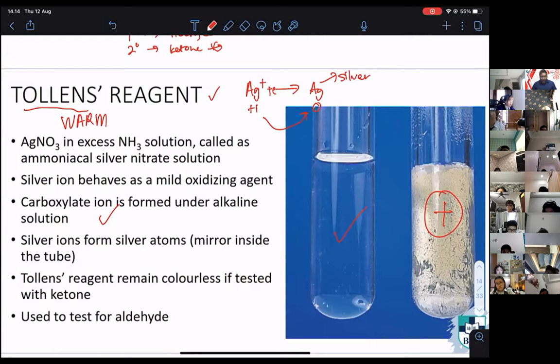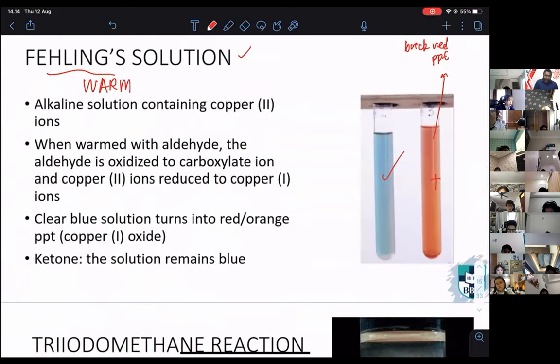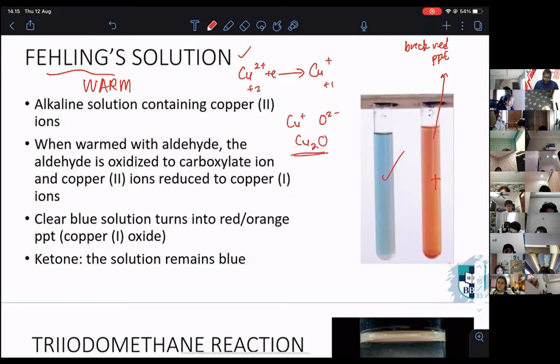And if you look at Fehling, it is copper 2+ ion. Same as an oxidizing agent, it will oxidize aldehyde, but at the same time it gets reduced. It will reduce into copper+, from +2 to +1. And this copper+ will join with O2- to form Cu2O. This is called copper(I) oxide. Copper(I) oxide is the one responsible for giving you this red orange precipitate, or commonly known as brick red precipitate.